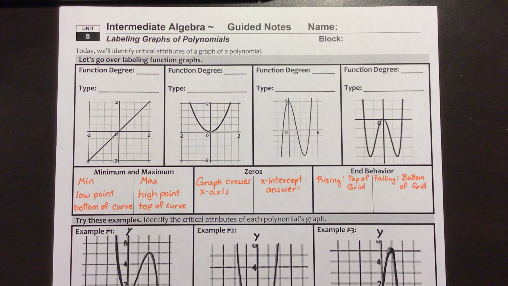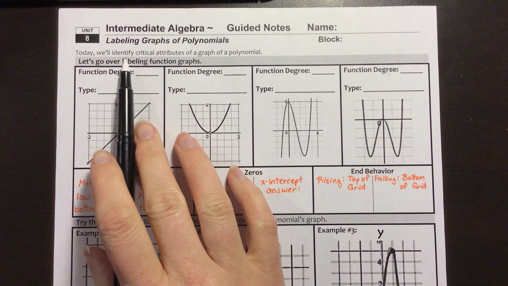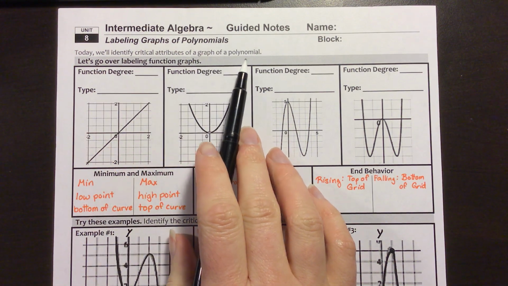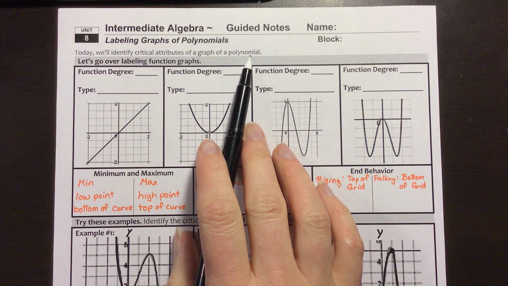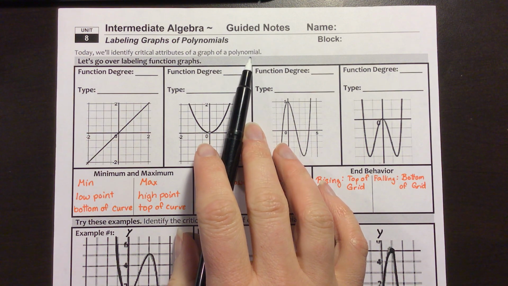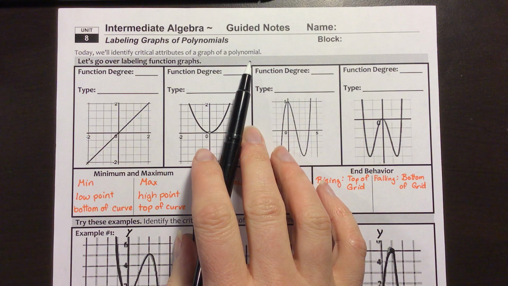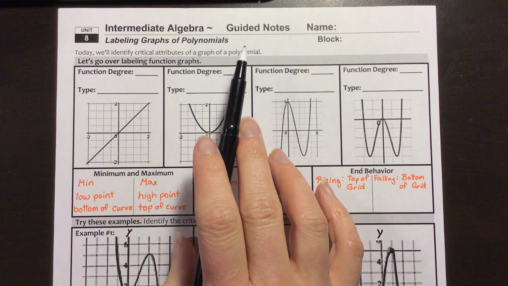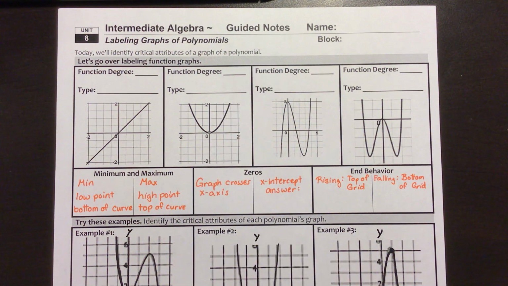Our job in this lesson is to label graphs of polynomials. We're going to go over and identify critical attributes of the graph of a polynomial. So polynomials were those functions where we had something like x to the third plus 2x squared plus 4. So we've seen polynomials before. We're just going to take a look at the graphs now.